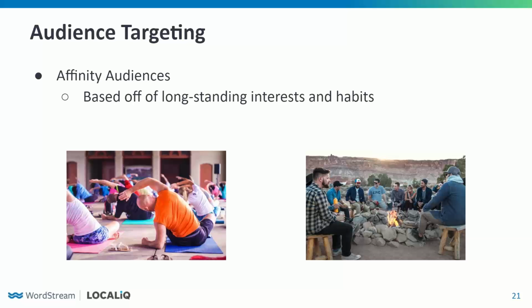The next is affinity audiences. So affinity audiences are based off of long-standing interests and habits that a user has exhibited over a long period of time. And so as you're seeing on some of the images included, we could be targeting people based off of those who are outdoor enthusiasts, those who are fitness enthusiasts. They're not necessarily based off of people who may have a buying intent at this time, but they've exhibited different behaviors that show that they fall under these long-standing interests. So it could be a useful data point for us to target a certain type of audience.